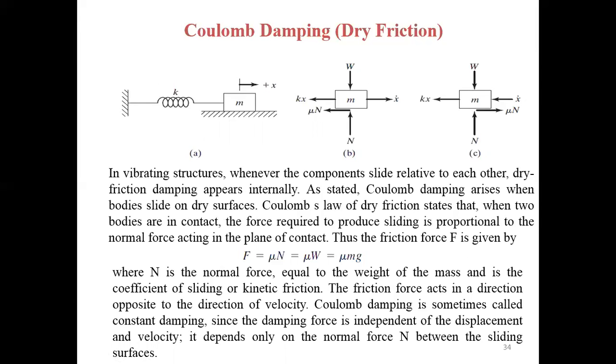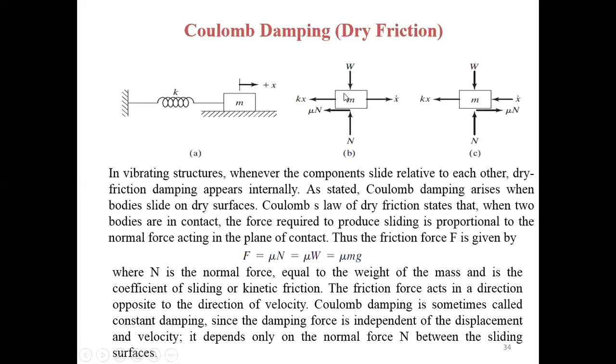Coulomb's law of dry friction states that when two bodies are in contact, the force required to produce the sliding is proportional to the normal force acting in the plane of contact, right? Means the force we have to apply to move this mass is equal to the friction which is produced between these two surfaces, right? Means if we want to move this mass, then we have to apply as much force as generates the frictional force between two sliding surfaces.